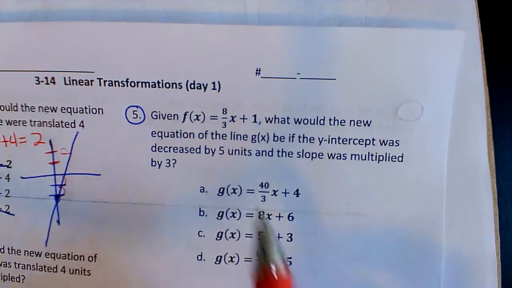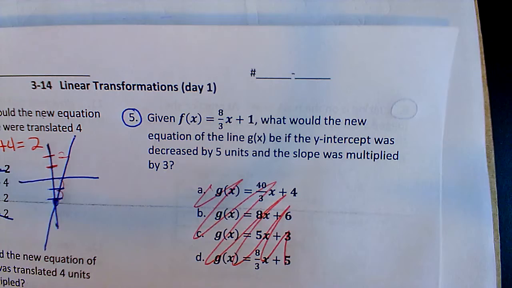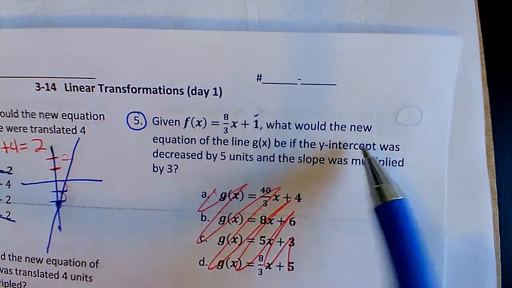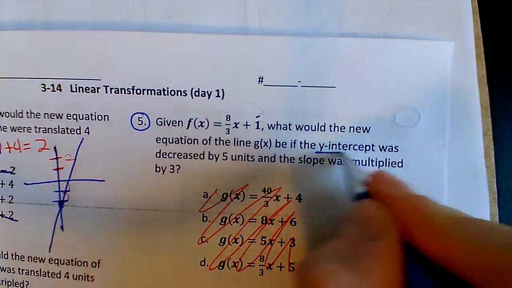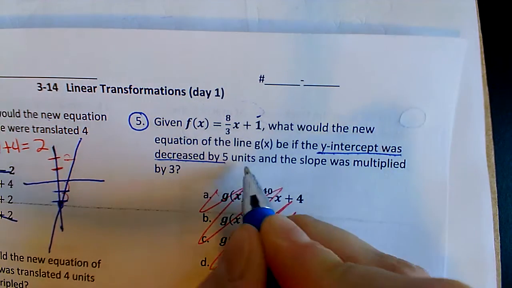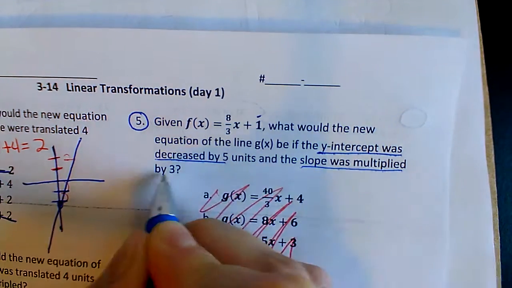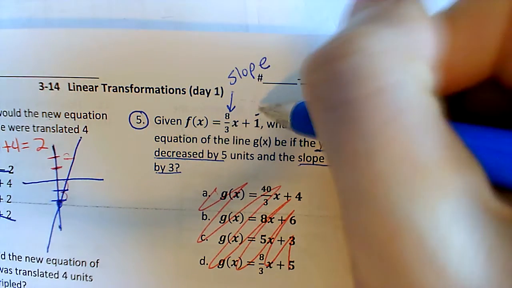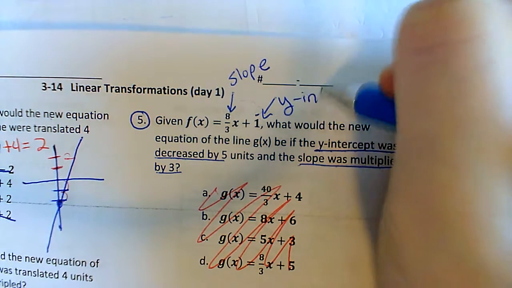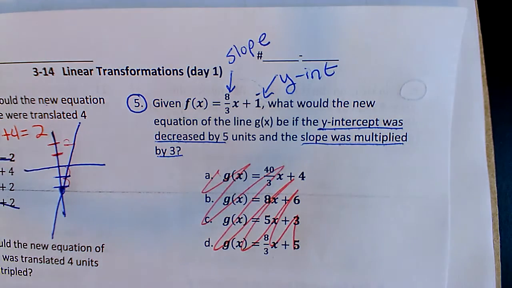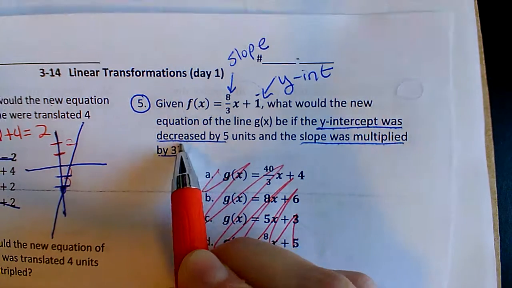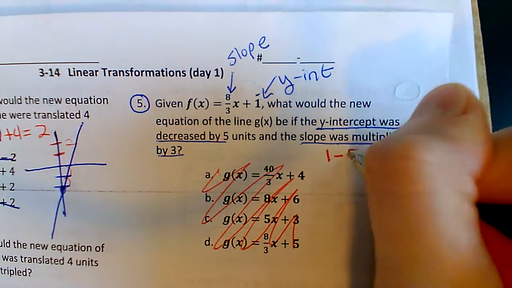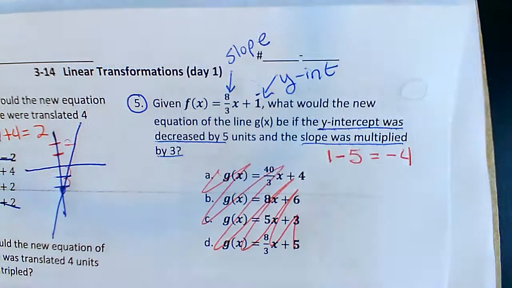Okay. So for number 5, let's move over. This one does not have a correct answer choice, so we're just going to have to write this one on our own. It says, given this equation, what would the new equation of the line be if the y-intercept was decreased by 5 and the slope was multiplied by 3? So remember, the slope is the number that's attached to the x, and the y-intercept is the number that's all by itself. Well, they told us to take that y-intercept and decrease it by 5. So right now it's +1. If I subtract 5 from that, that makes it -4.